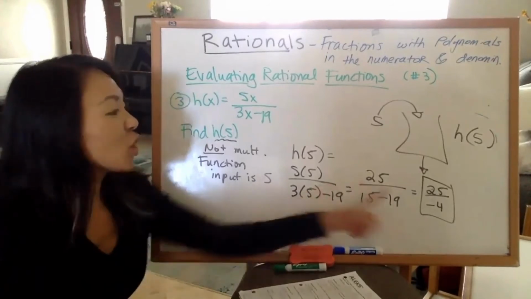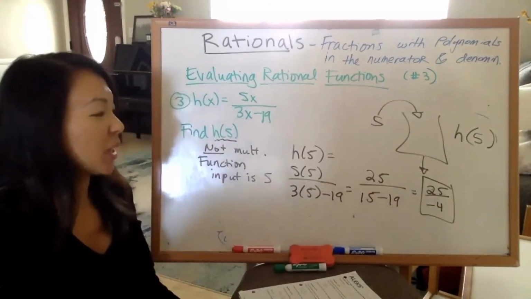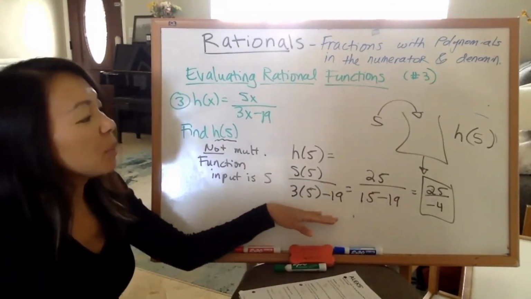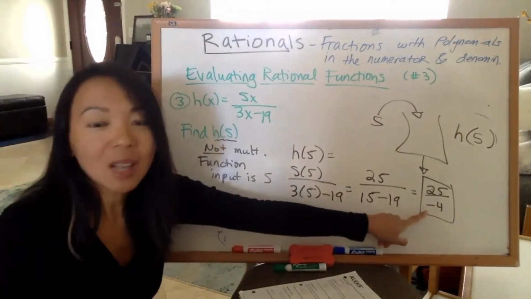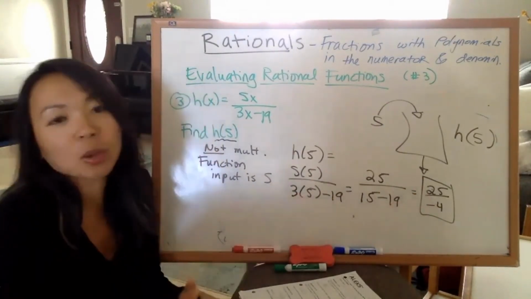All right, so the answer should be 25 over -4, and this is the work for it. Keep in mind, you can put the negative on the top or on the bottom or on the side. It doesn't matter where the negative goes.